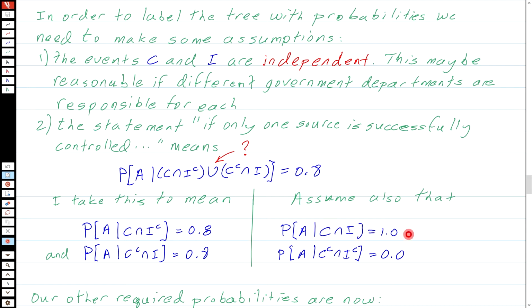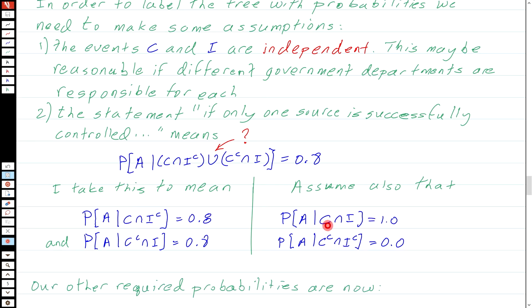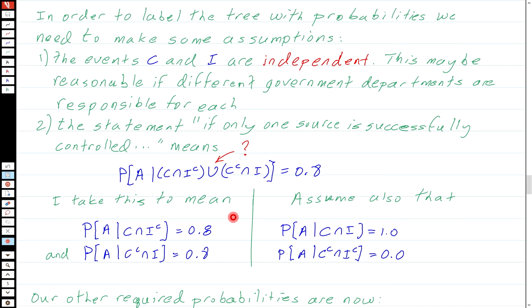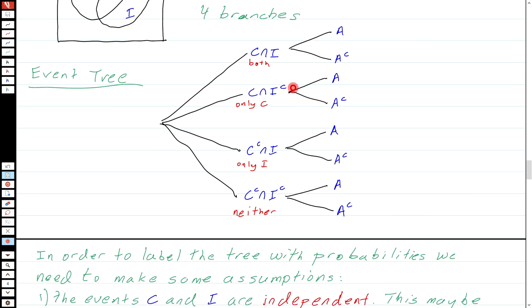And these probabilities are both equal to 0.8. I also need something else that is not given in the question, but I'm going to assume that if both car and industrial exhaust are controlled, air pollution is controlled. So that probability is 1. And if I don't control either of them, the probability of controlling air pollution is 0. So I've got this set of information about the probabilities of ending up in this part of the tree. These are the conditional probabilities given C and I and so on and so forth.